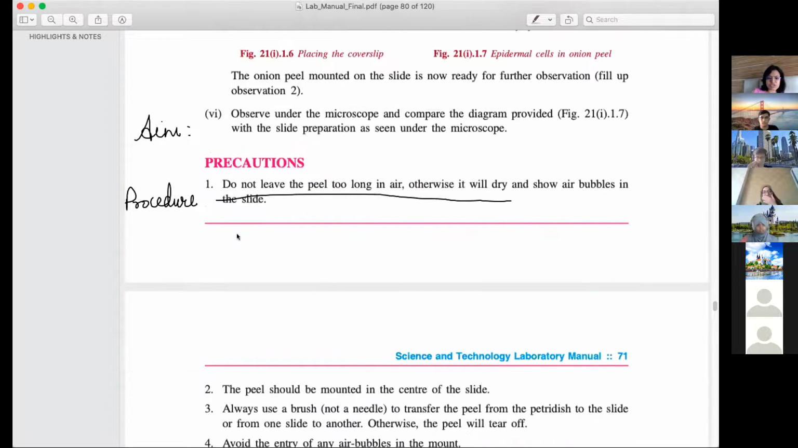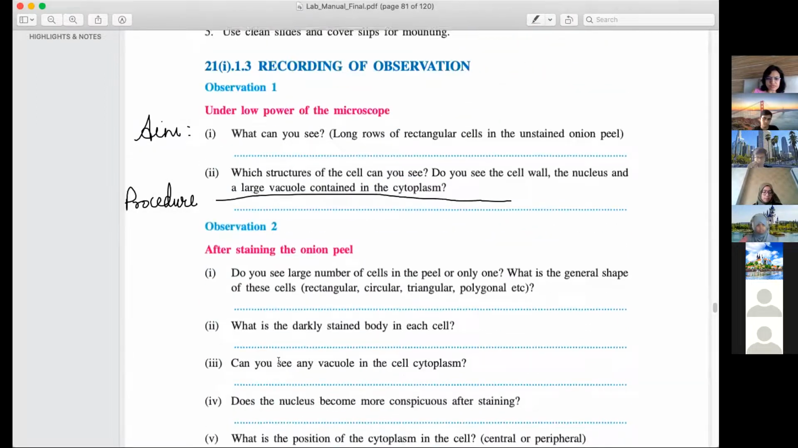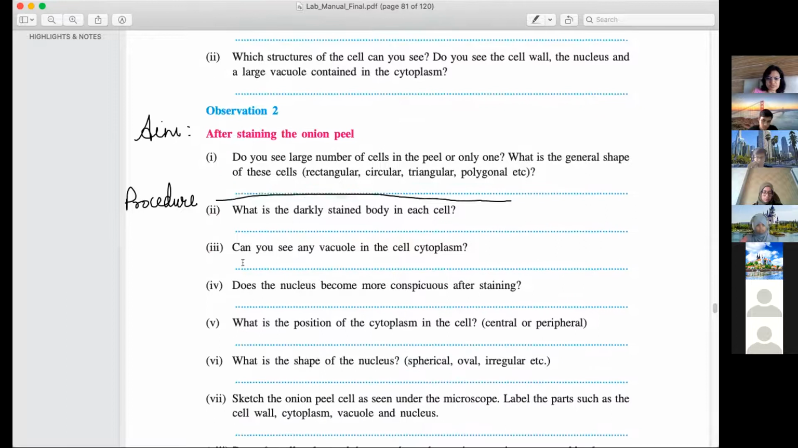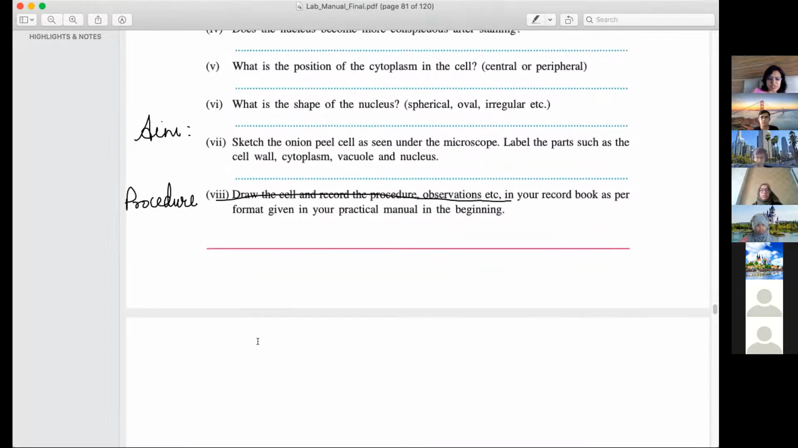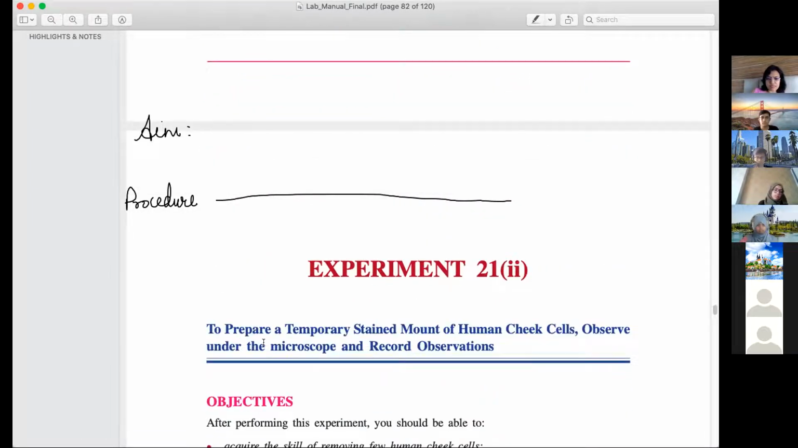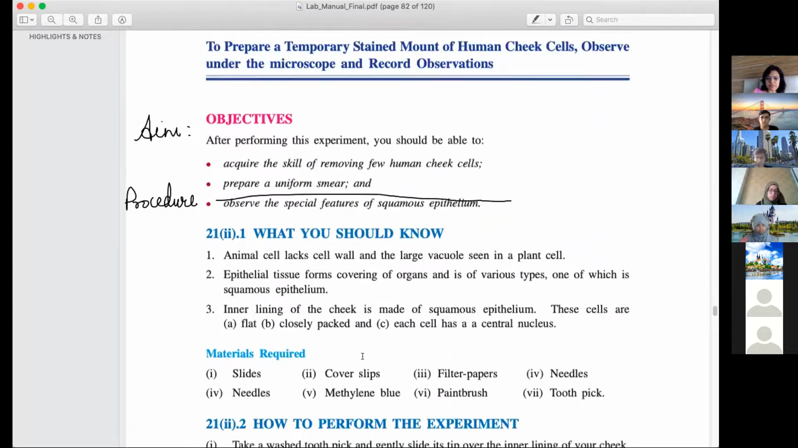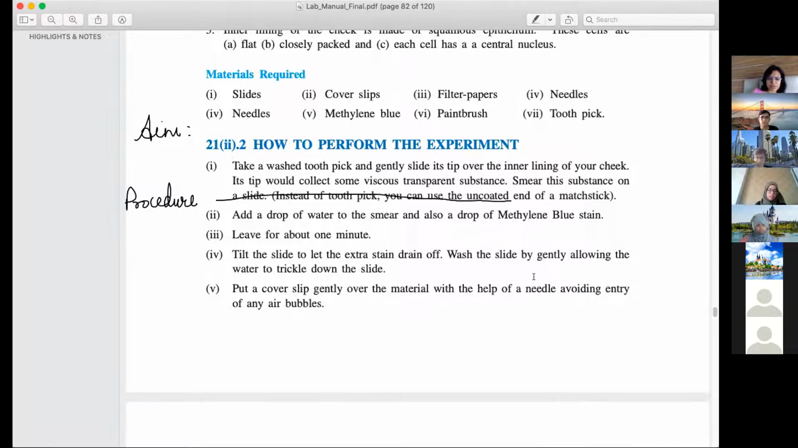Precautions. Precautions also you have to write in biology. Okay, these are the Viva questions that you can prepare. And because they have not written it, let me see. You can do either cheek cell or onion cell.